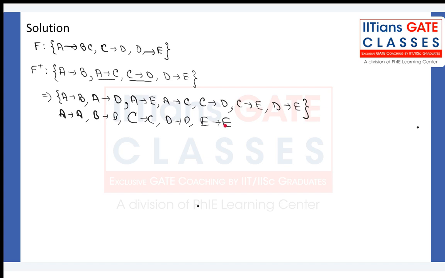And even people write AB derives AB, BC derives BC. If you try to write that, it will take a lot of time. So all those are trivial functional dependencies. It's just that F plus is the set of all the functional dependencies you can get given a set of functional dependencies F. That's it. It's the closure of the set of functional dependencies. Okay, let's now go ahead to the next question.